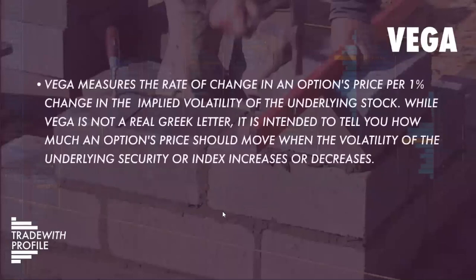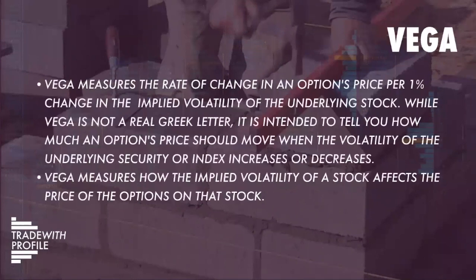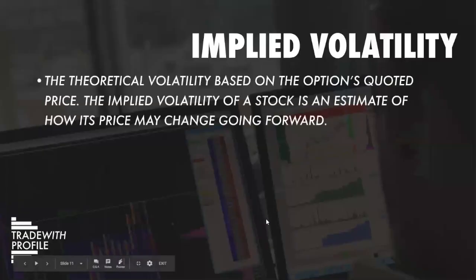And then Vega. Now, Vega is not actually a Greek letter, but what it does is tell you how much an option's price should move when the volatility of the underlying security or index increases or decreases. I'm not going to talk a lot about the specific Vega, but we're going to talk about this idea of implied volatility. This is a term to be aware of, and we're going to talk about it now.